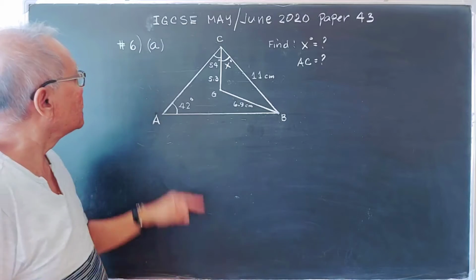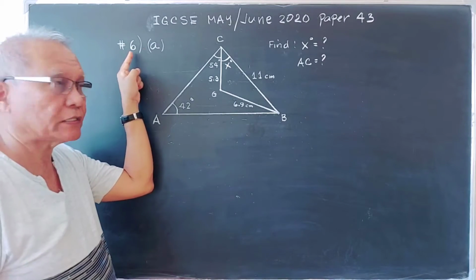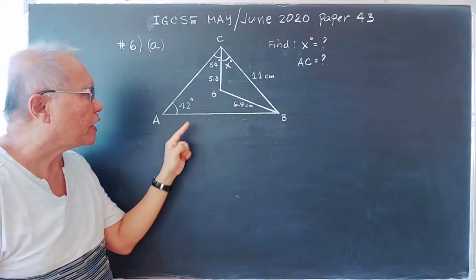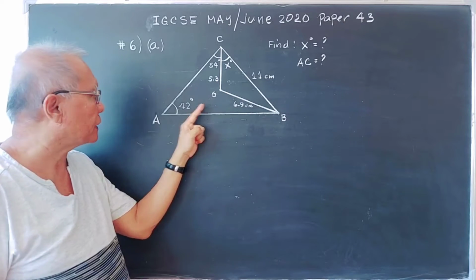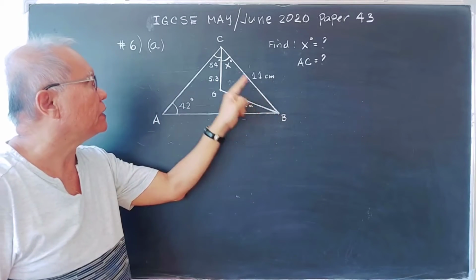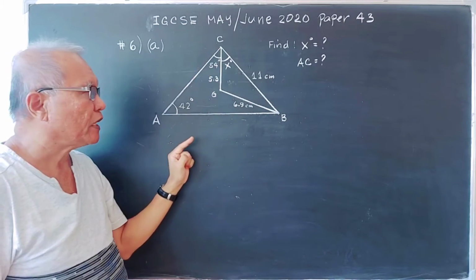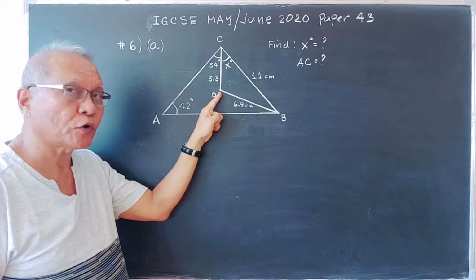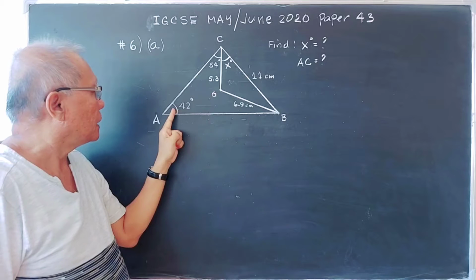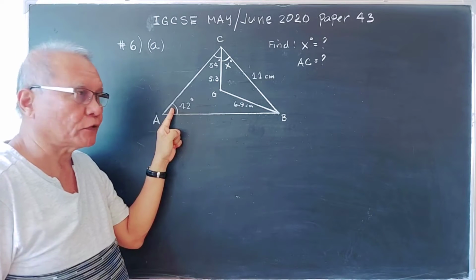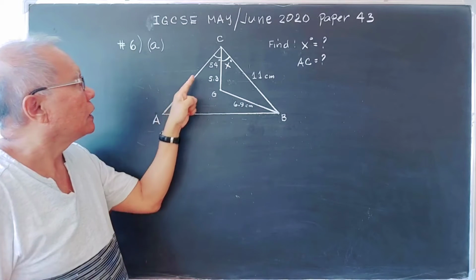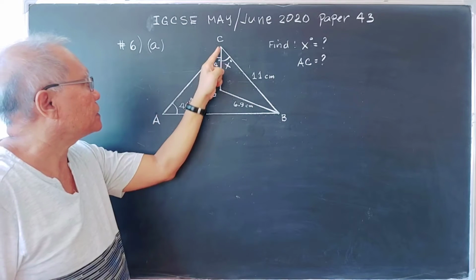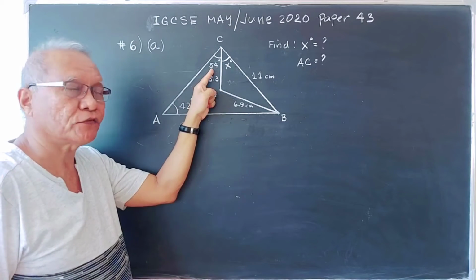This one is number 6, letter A. We have a triangle here, triangle ABC, and a point inside our triangle, which is point G. Angle A is 42 degrees. Angle ACG is 54 degrees.